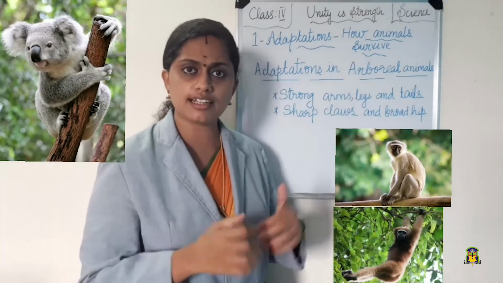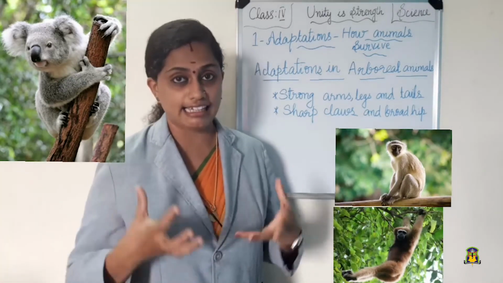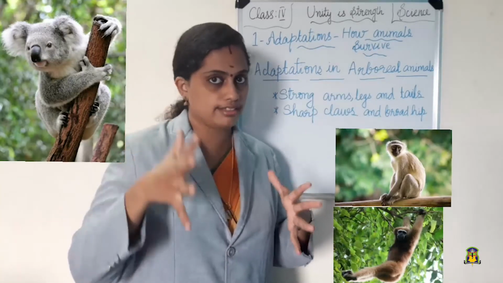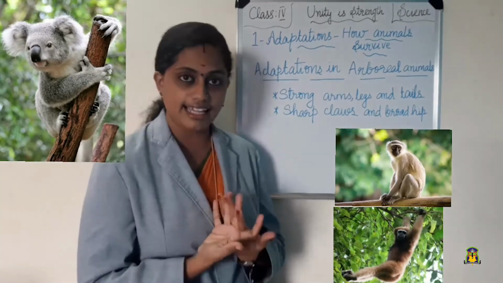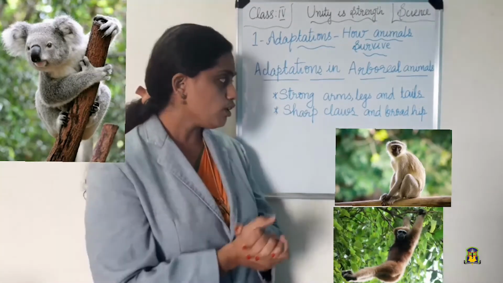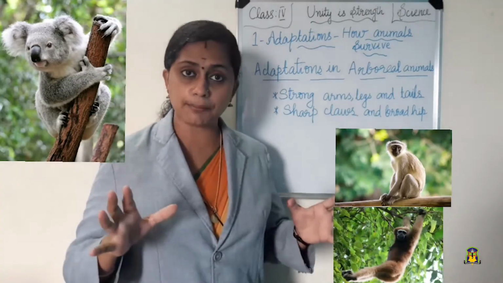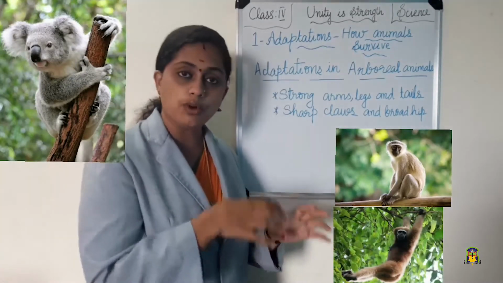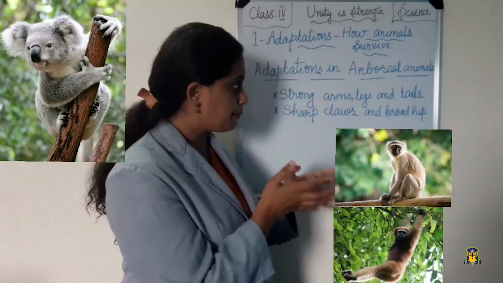How these animals are adapting themselves, you know? Yes, they have strong arms, legs and tails that will help them to climb on trees. They have to climb on trees. So what is helping them? Yes, their strong arms, legs and tails are helping them to climb on trees. Also, they have sharp claws and broad hip which will act as a support while they are climbing on trees.